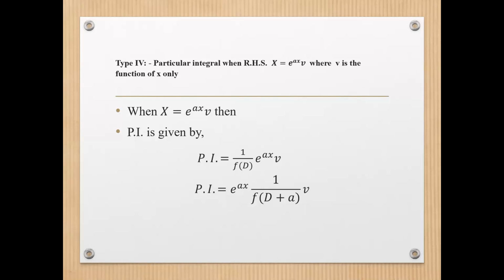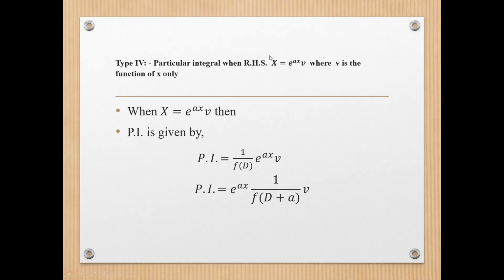In this lecture, we are going to start a new type, type number 4: particular integral when RHS is equal to e raised to ax into phi, where phi is a function of x only. This is a very important thing. See here, in the power of e there is ax, and phi is multiplied by e raised to ax. Phi is a function of x only.